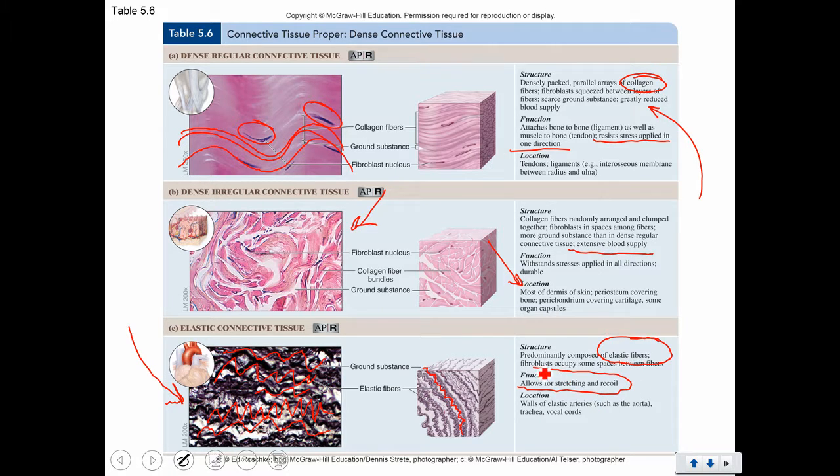Obviously, it allows for stretching and recoil, so you're going to see it in the walls of your large arteries like the aorta, in your trachea, and your vocal cords, areas that need to stretch. Okay, so what are our loose connective tissues again? Areolar, adipose, reticular, then our dense connective tissues, another 3: dense regular, dense irregular, and elastic. See, we're getting there. We got 6 down. How many are in the next group, do you think? 3. Yeah.